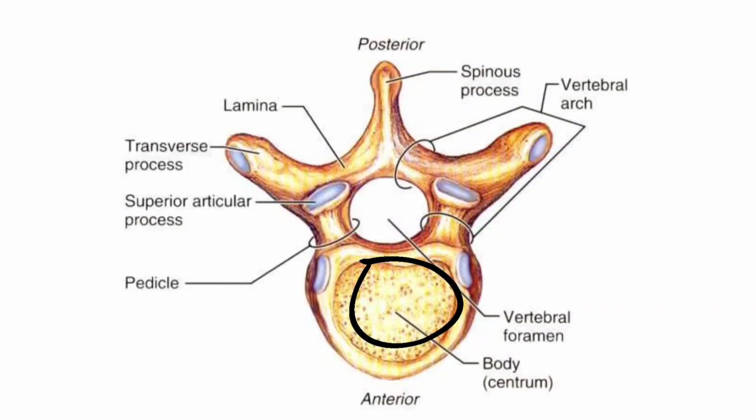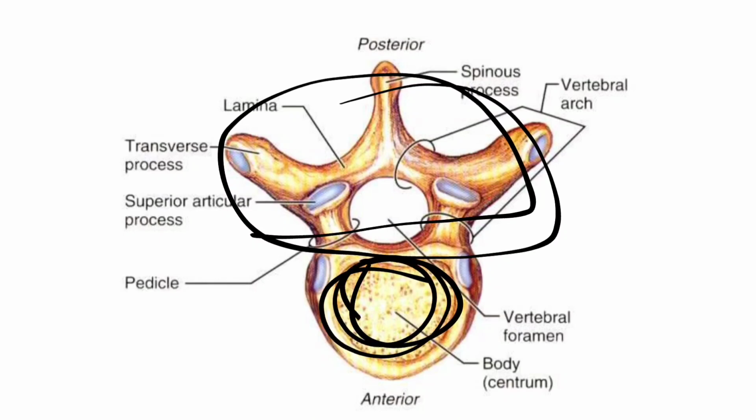Now let us look at the neural arch. The neural arch is situated on the superior face of the body. With the body, it forms a ring, and that ring is the vertebral foramen. Each vertebra has its vertebral foramen. A number of vertebrae are situated in a line, and those foramina make a canal, called the vertebral canal or spinal canal, which is for the lodgement of the spinal cord.